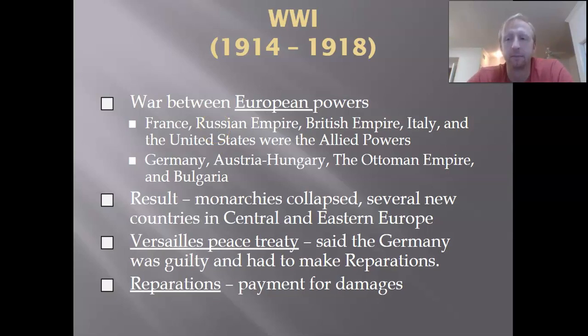Know that for reality. The result: the monarchies collapsed, and several new countries formed in Central and Eastern Europe. The Versailles Peace Treaty said Germany was guilty and had to make reparations. So that's what I was talking about. Germany has to pay reparations, and that made the country feel cornered, and that's why they turned to extremes.